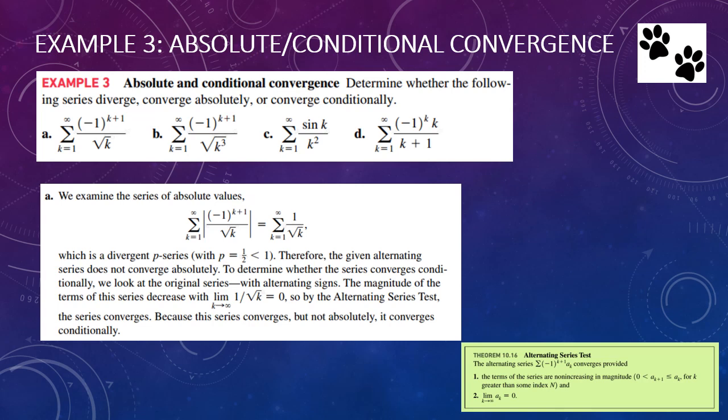To determine whether the series converges conditionally, we look at the original series with alternating signs. And I've put theorem 10.16 down here. So remember what we're doing here is we're trying to figure out if the limit as k goes to infinity of a sub k equals 0. And that's what we have here. And we can see that it indeed does go to 0. So this series does converge, but since the series of absolute values diverges, it doesn't converge absolutely.